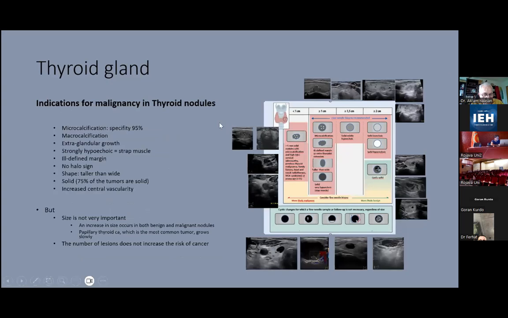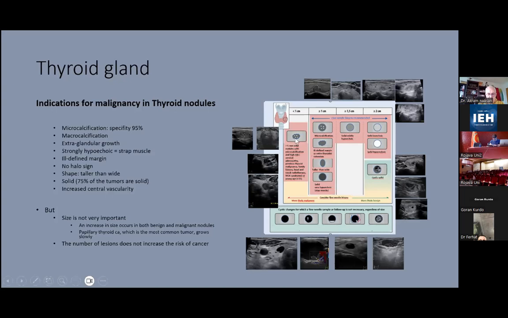How can we know what are the indications for malignancy of the thyroid nodules? There is a list of things that you have to check to decide whether it is a benign or malignant nodule. Microcalcification, the specificity of this is 95%. As you see here in this lesion, you see microcalcification. If you have a lesion more than 1 centimeter with calcification, you have to take a biopsy.